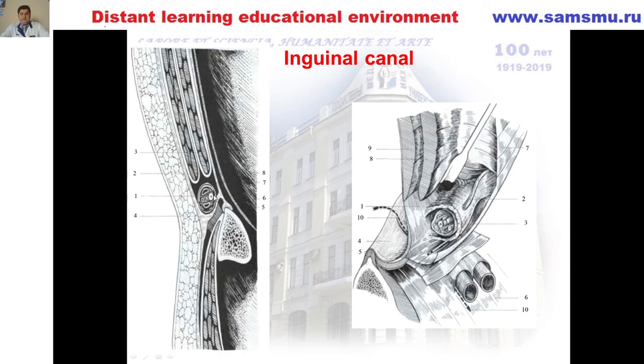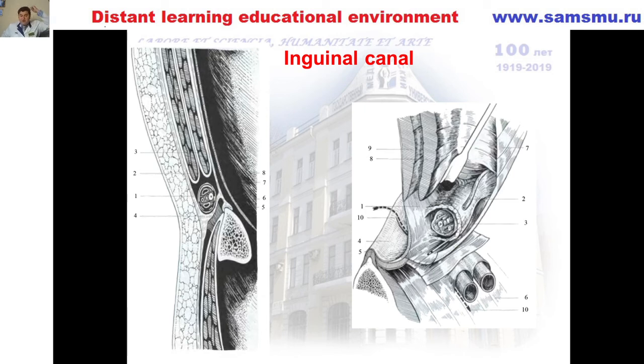The inguinal canal is located in the lower part of the abdominal wall on each side of the abdomen, immediately above Poupart's ligament, and descends medially and forward. The canal is 4, maybe 5 cm long.